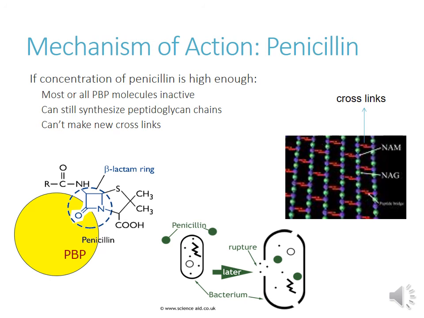So again, you can see here, as most or all of the penicillin binding protein molecules are inactivated, basically the cell wall cannot synthesize these new peptidoglycan chains, and because of that, they can't make these new crosslinks, and thus you're eventually going to have cell rupture, and that lysis, with all the content spilling out, is what's going to end up killing the cells.